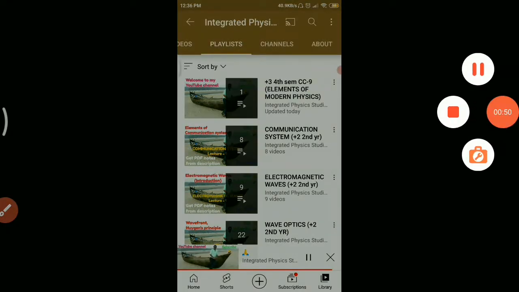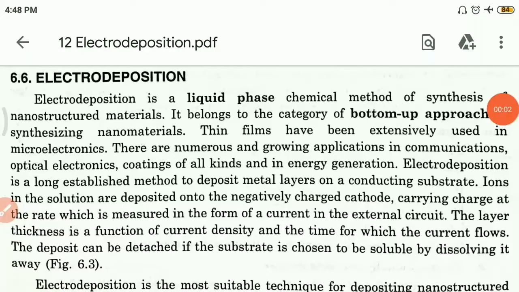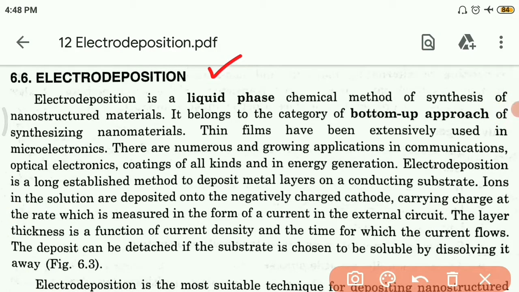Okay, thank you. Hello students, today in this topic we will study electrodeposition, which is a liquid phase chemical method for the synthesization of nanostructured materials, and it belongs to the bottom-up approach of synthesizing nanomaterials. Okay, now thin films have been extensively used in microelectronics, and there are numerous and growing applications, like in communications, then optical electronics, then coatings of all kinds, and also energy generation.